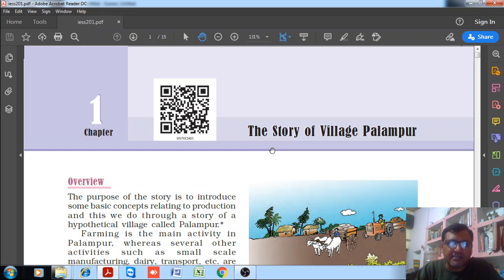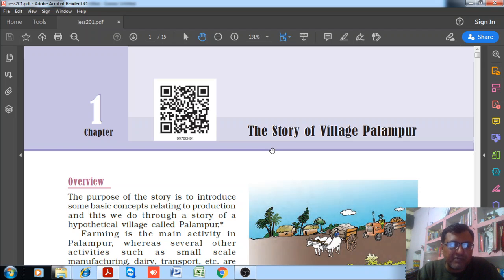So today we are starting a new chapter from economics of class 9, that is the story of village Palampur. In this chapter we are going to discuss factors of production. As you know very well, in previous classes you have studied about the economic activities like primary, secondary and tertiary. All these activities are affected by some factors, and there are different aspects which affect the economic activities.